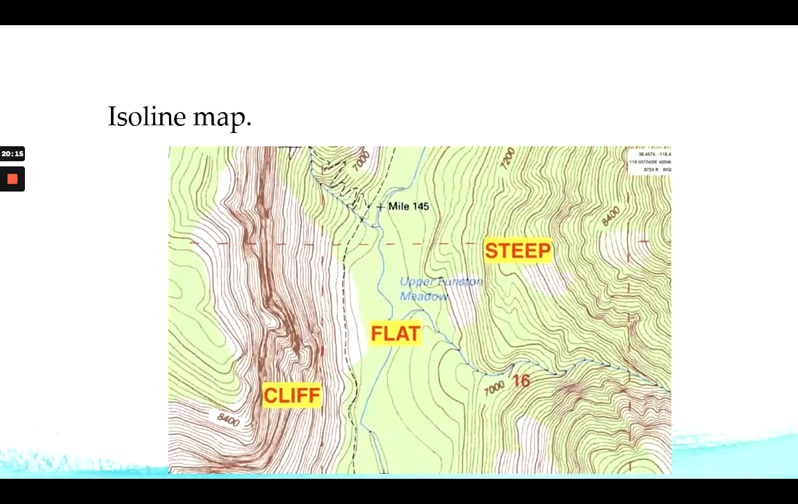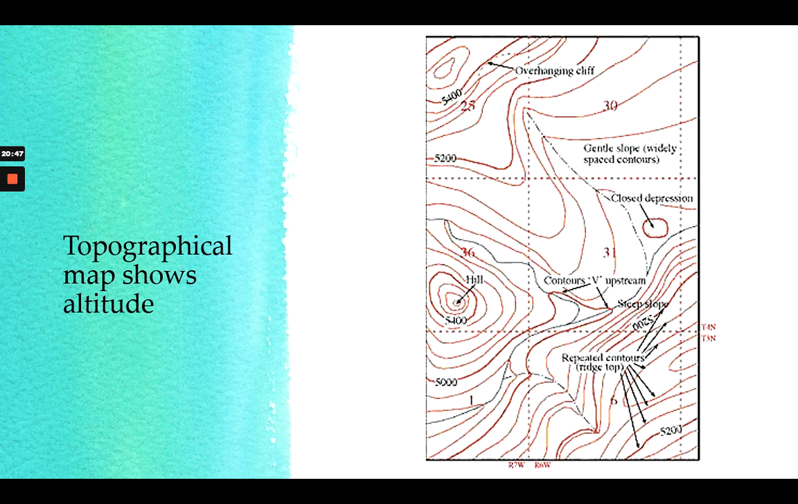This is an isoline map, that is a topographical map. It's weird, if you stare at this long enough, you can start to see the bumps and the hills. When the lines are very close together, you get cliffs. When they're far apart, it gets flat. So this is all very bumpy over here. This is an isoline map and a topographical map. Another isoline map.